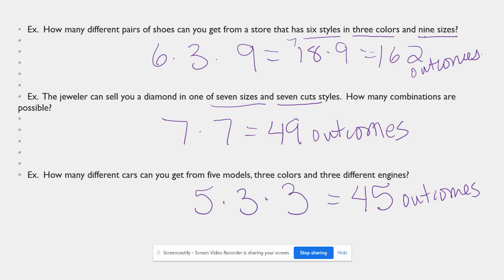That's going to conclude our very first lesson in reviewing basic probability.